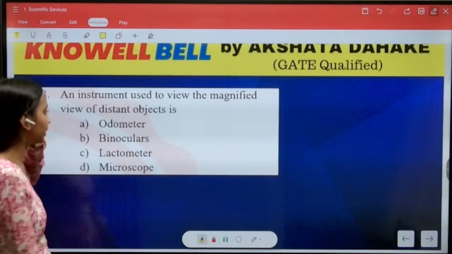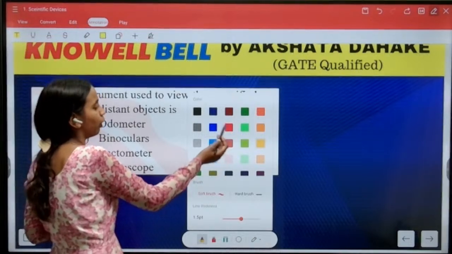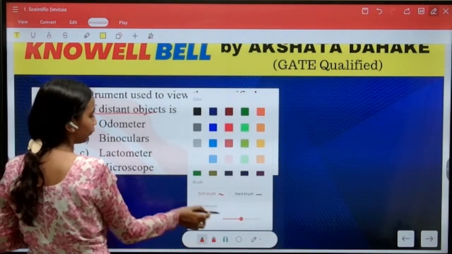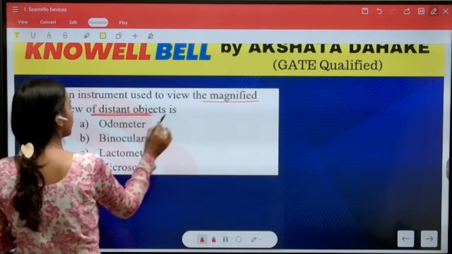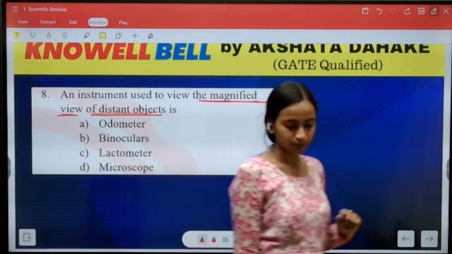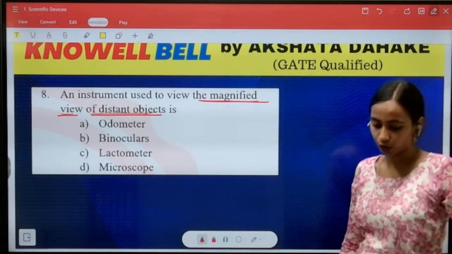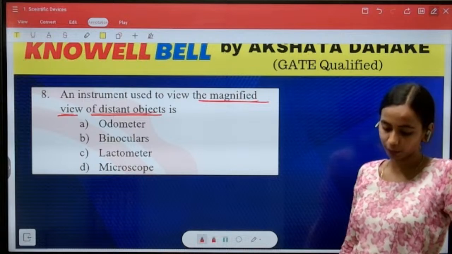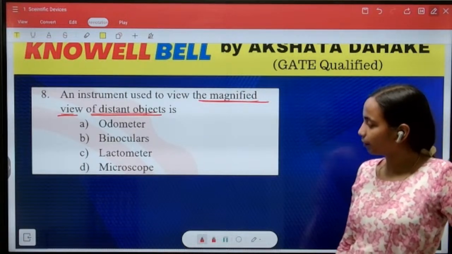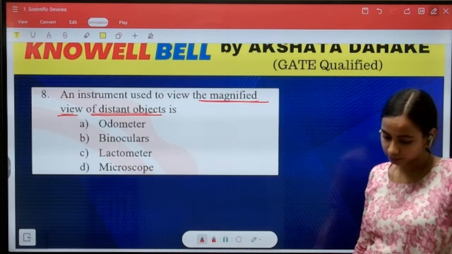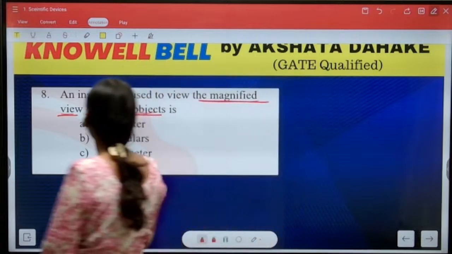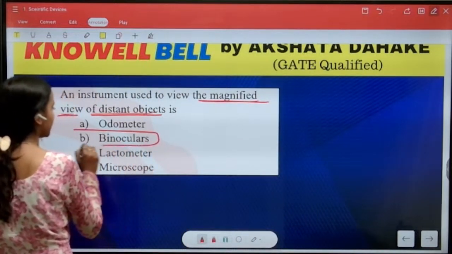Next question, which instrument is used to view magnified view of distant objects? Magnified view of distant objects हमको कहाँ से मिलेगा? Which instrument will give us a magnified view of distant objects? Go ahead. What will be the right answer? Odometer, binocular, lactometer or microscope? Binoculars is correct. Yes, good. The correct answer we will have is binoculars.